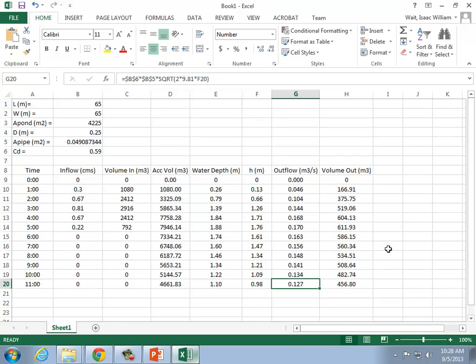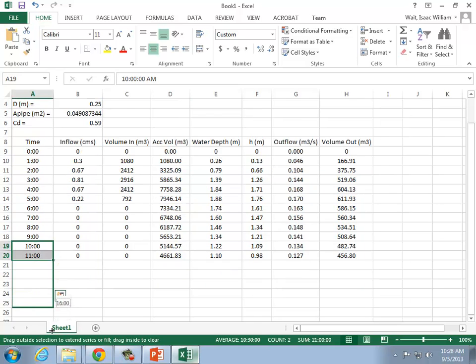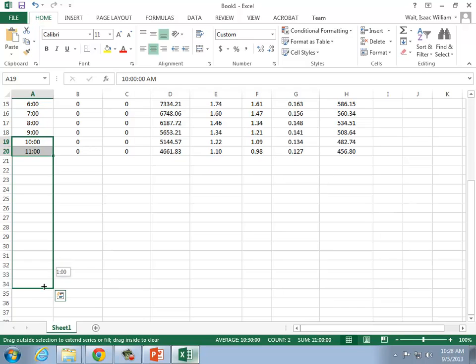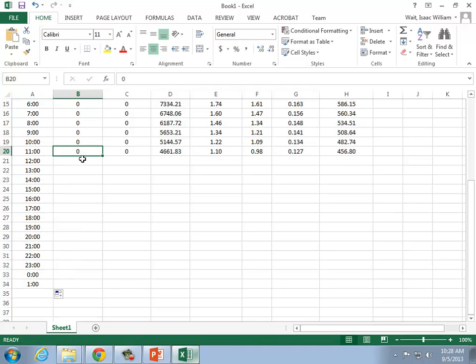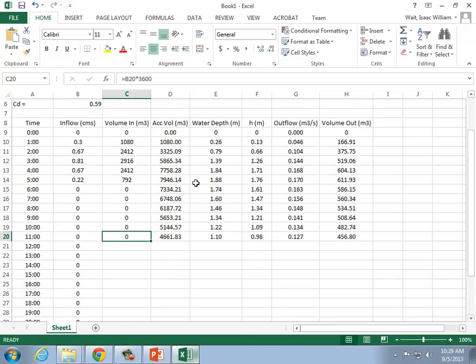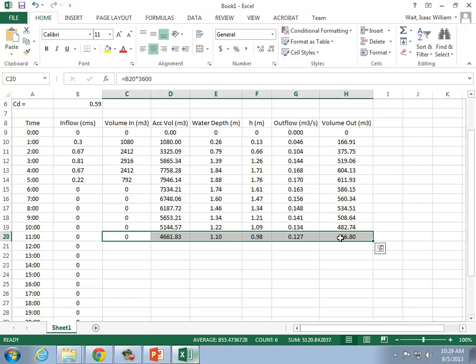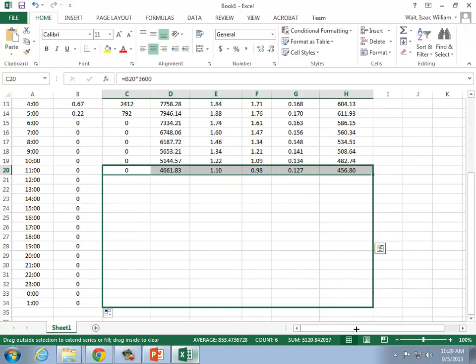How long does it take for the pond to be drained to 10%? How full is the pond? What's the fullest point of the pond? It's here during hour 5. It gets up to almost 8,000 cubic meters. If we continue this time increment, we still have 0 here, 0 there. We'll continue these calculations and find out what's happening to the pond.